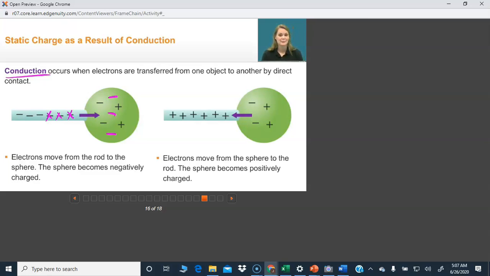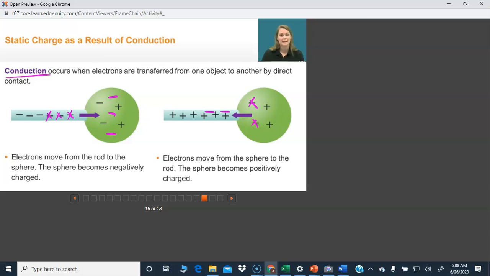In the second example, a positively charged rod is brought into contact with a neutral sphere. Electrons move from the sphere to the rod, and the sphere becomes positively charged. In both examples, the end result is that both objects will have the same charge.